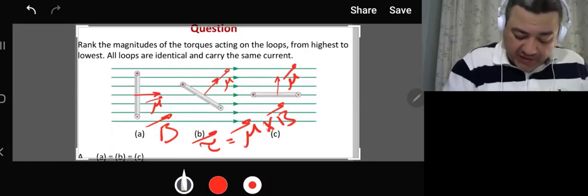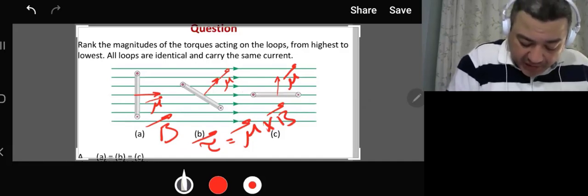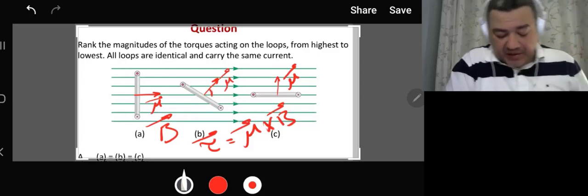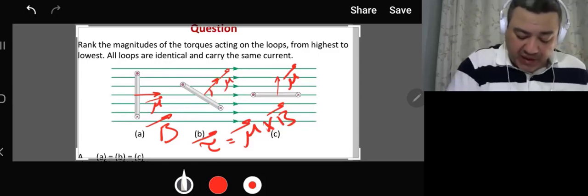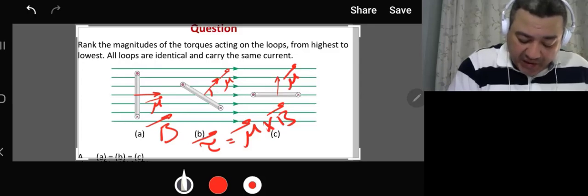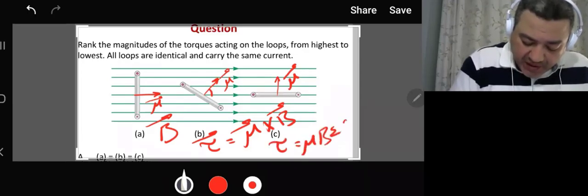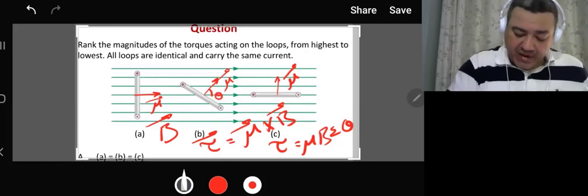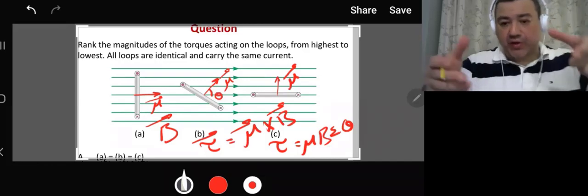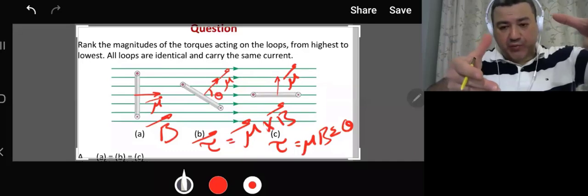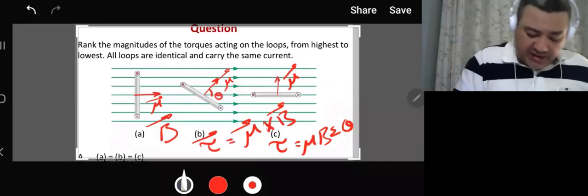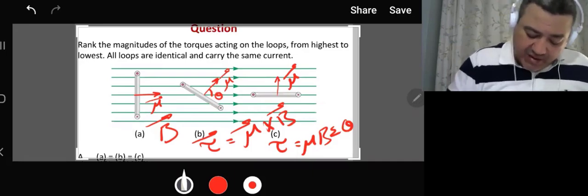Now, if we look at the second case, there is an angle between the magnetic field and the magnetic dipole moment, and that's why here I have torque defined by mu B sine theta. If this one is theta, here I do have a torque. This torque will tend to force that loop to completely rotate and align as in case A.